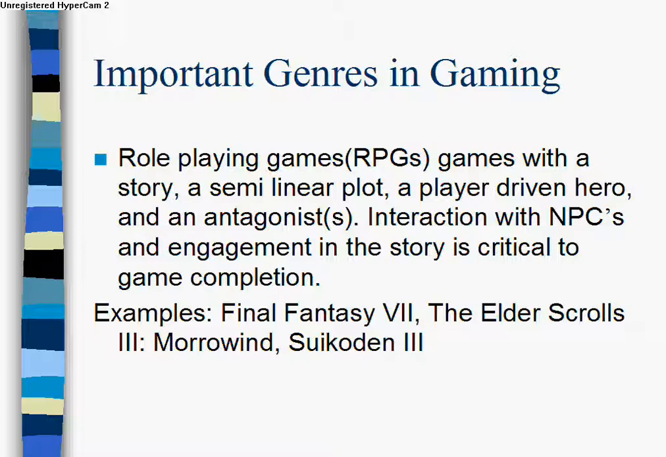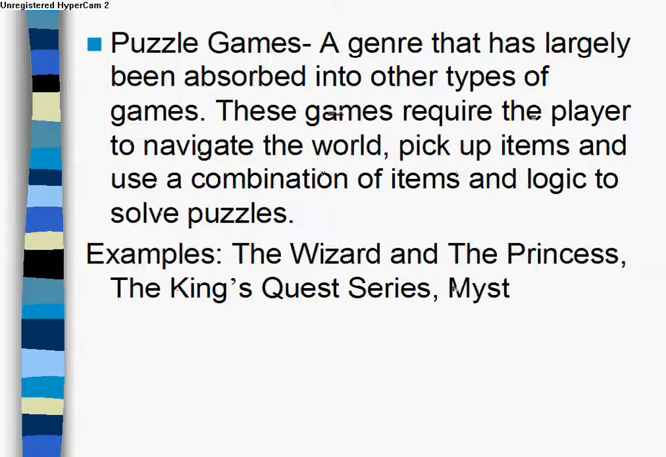And there are also antagonists, one or multiple. Usually the better ones have multiple. In order to beat the game, in order to get anywhere in the game, you have to interact with NPCs and engage in the storyline. Some of my favorite role-playing games: Final Fantasy VII for the original PlayStation, The Elder Scrolls 3 Morrowind for the PC, and Suikoden 3, which is also a PlayStation 2 game.